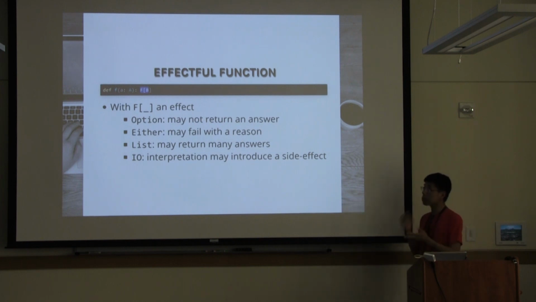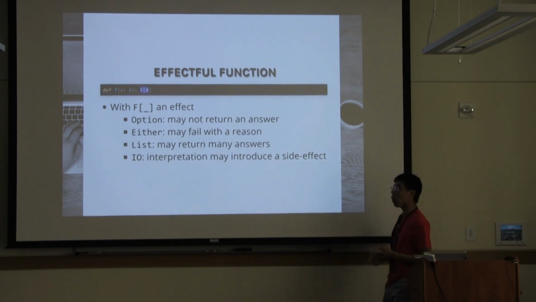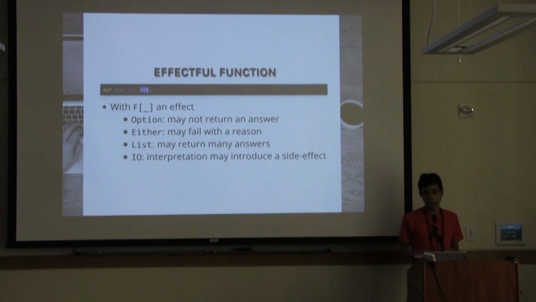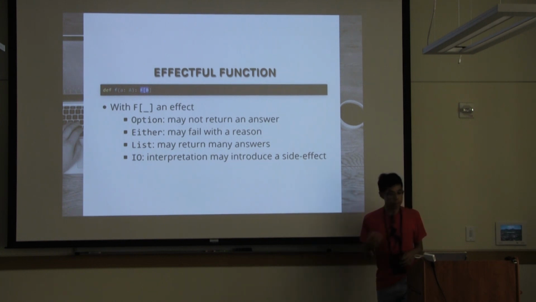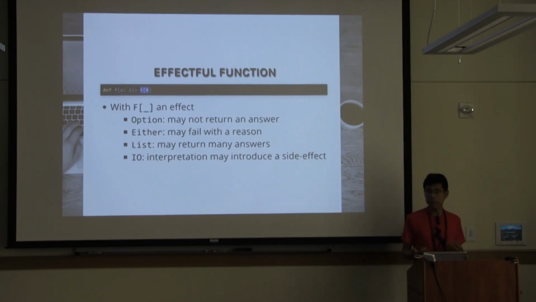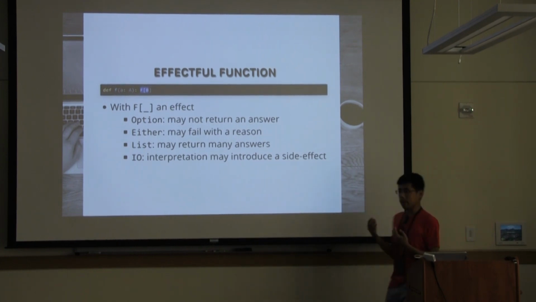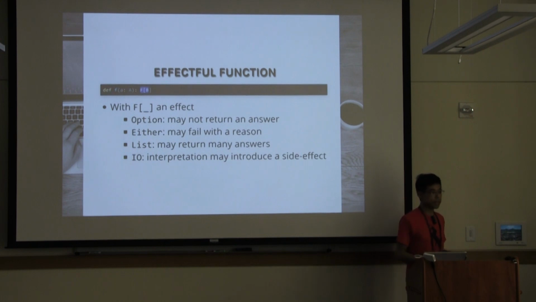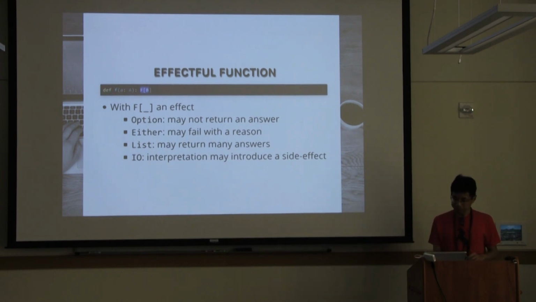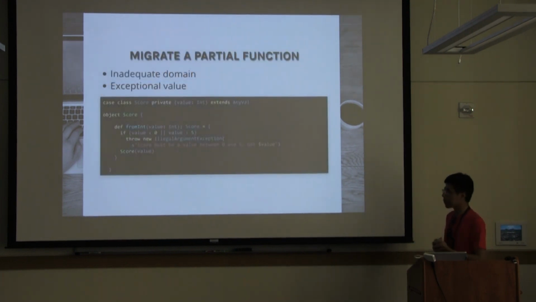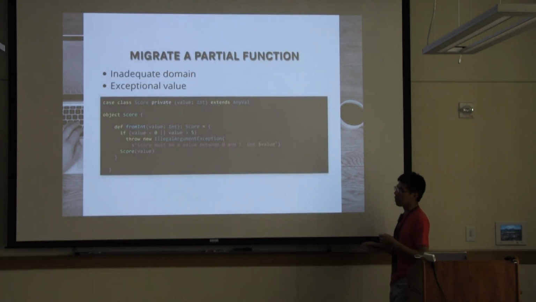So you have option that models functions that may or may not return an answer. You have either that models functions that may fail with an error. You have list if your functions can return multiple answers, from 0, 1 to as many as you want. And then you have IO that models any side effects. So how do we use them? Well, for each of them there is a use case.